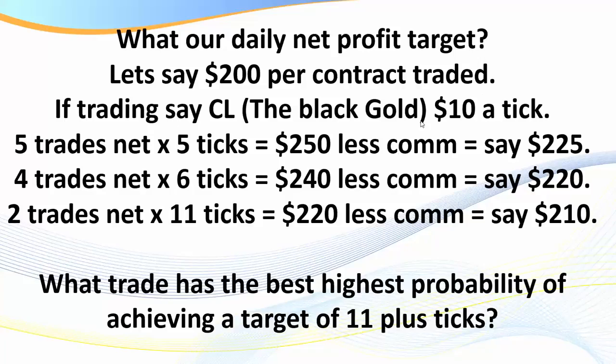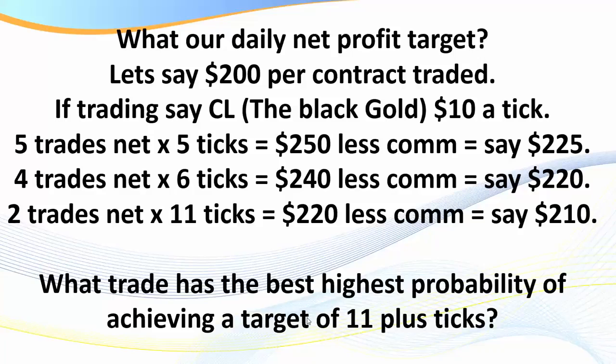So if you're trading CL, it's $10 a tick. If you're going for 5 trades by net 5 ticks, that's 250, and let's just say your commissions are $5 each, that's 225. If you decide to target a slightly higher profit target of 6 ticks, that's 4 trades a day. If you're after say 2 trades by 11 ticks, that's 210. So what trade has the highest probability of achieving a target of 11 plus ticks? We'll discuss that as we go along.